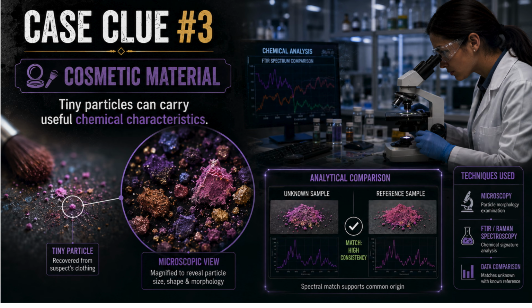Now imagine that a similar cosmetic material is recovered from another relevant source. Again, the forensic scientist does not simply declare, this came from that exact person. Instead, the material is examined scientifically to determine what characteristics it possesses and whether those characteristics are consistent with the known sample. This is an excellent example of why trace evidence requires scientific comparison rather than just assumption.